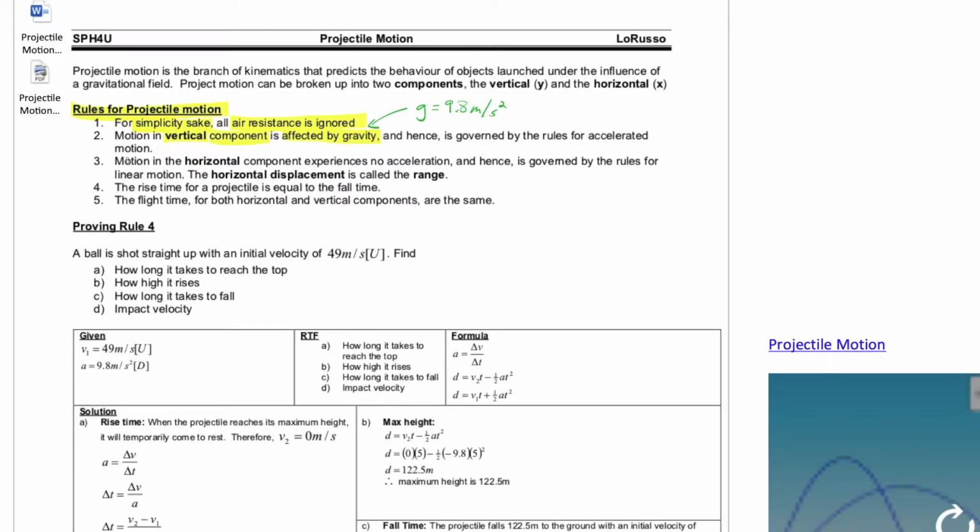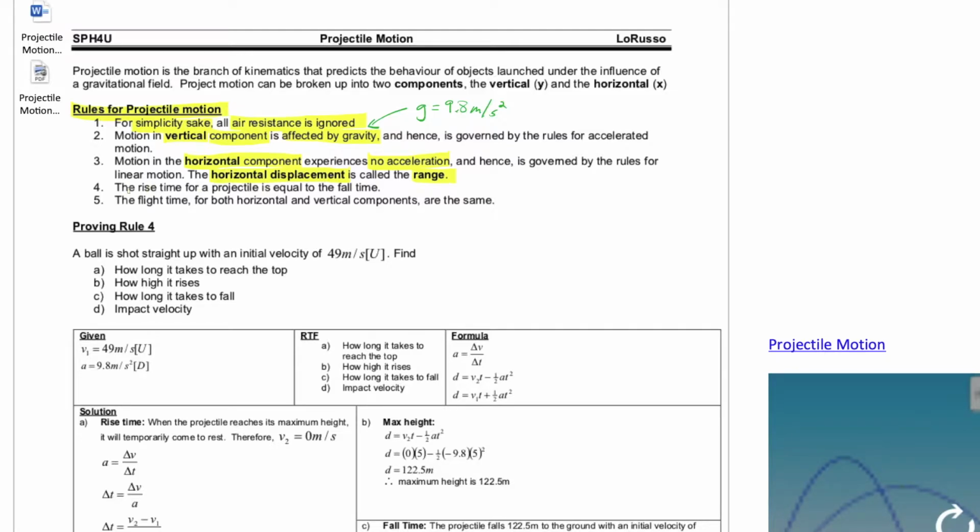Rule number 3, the motion in the horizontal component experiences no acceleration, so we can treat it as constant motion. The horizontal displacement we refer to as the range, which makes sense because really we're talking about how far along the surface the projectile will land away from its launching point. Just like if you go to a driving range to practice your golf swing, for example, the range is referring to the distance of your shot. And golf is a pretty good practical example of projectile motion.